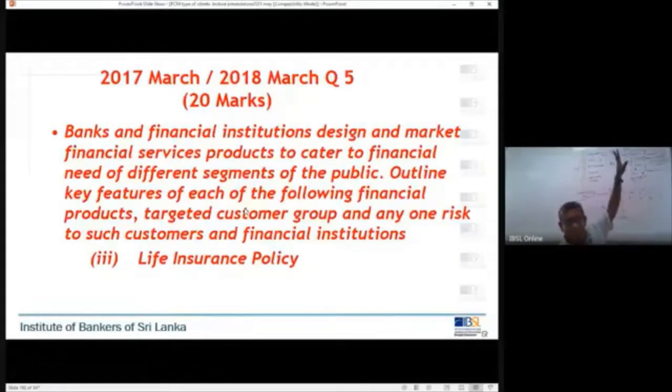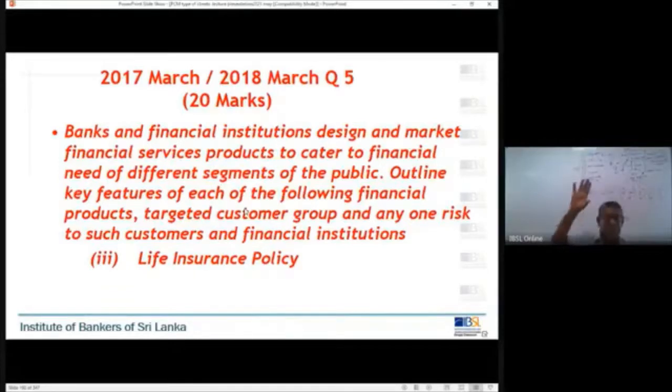Now, a question. My famous one. Banks and financial institutions design and market financial service products catering to different needs. Now I'm asking you, what are the risks of a life insurance policy? Can you remember the format? Characteristics, benefits to the customer, benefits to the bank, risk to the bank, risk to the customer. I leave it for you. Just put down life insurance policy and try to answer this question. We will discuss it next Sunday.